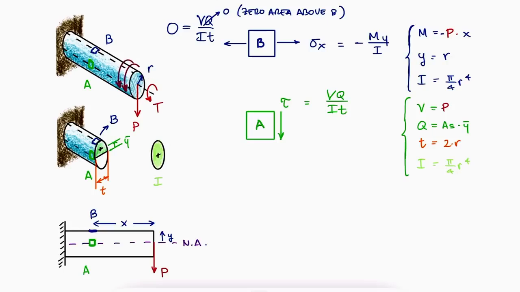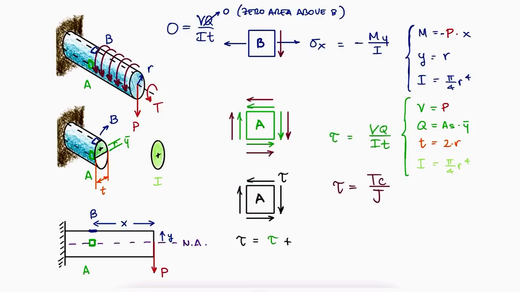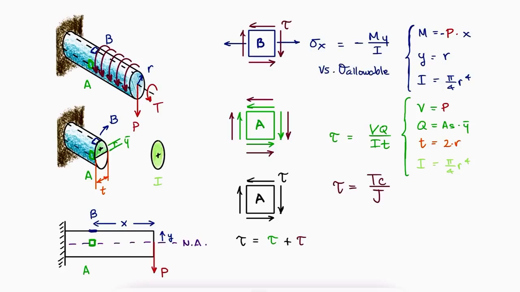However, due to the external torque T, both stress elements A and B are subjected to a torsional shearing stress. The total stress of element A is of course just the sum of the two shearing stresses. For stress element B, however, we have both a normal stress and a shearing stress. And of course, we wouldn't compare them individually to a maximum allowable normal stress and a maximum allowable shearing stress respectively.